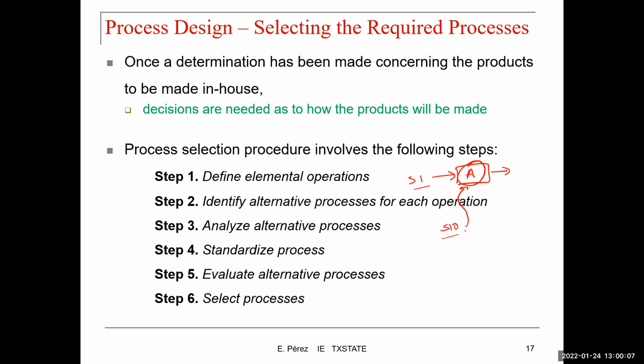So after you have all these alternatives, I have these many options. Now I have some type of performance measure to compare them. Most of the time you're looking at time. So out of all these alternatives, which one is going to allow me to be more efficient? And that's what you're doing. In step 6, you're selecting the process that is going to be the best for your product.